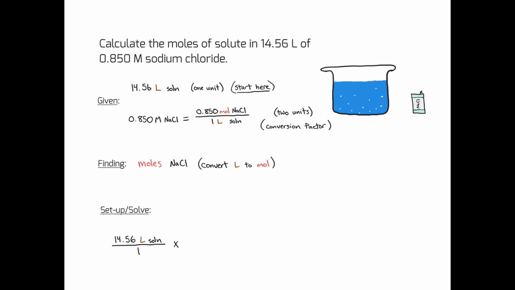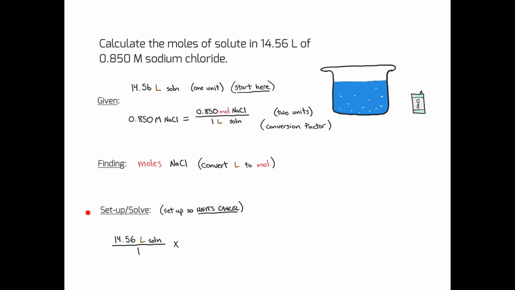What we're trying to find in this problem is moles of NaCl, which tells us that our last step is going to be to convert liters to moles. So our last step, because we have moles here, we're going to need to cancel these liters. So this will be our last step, is to use this conversion factor.